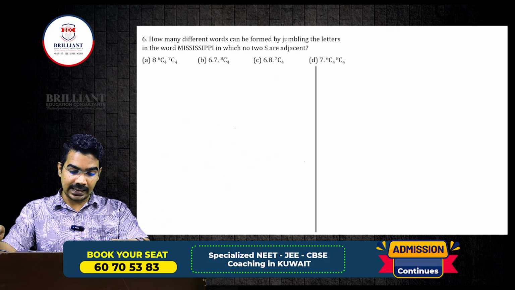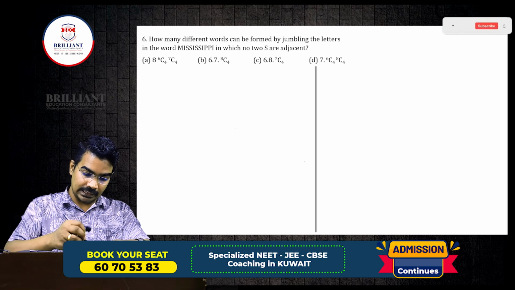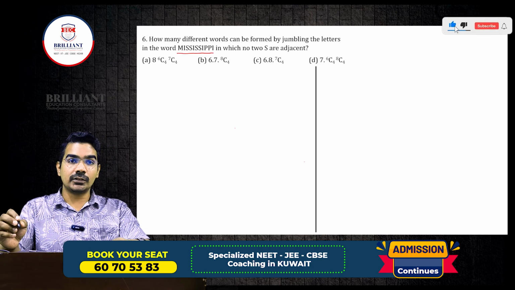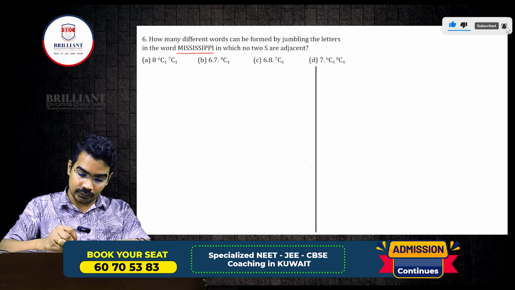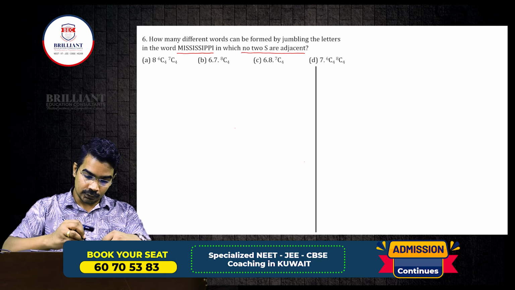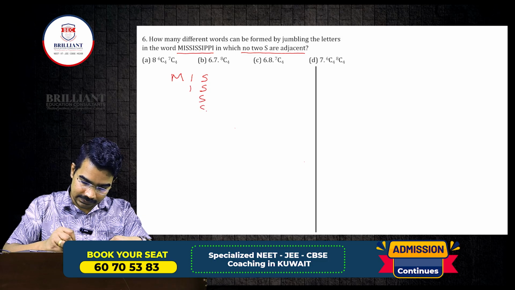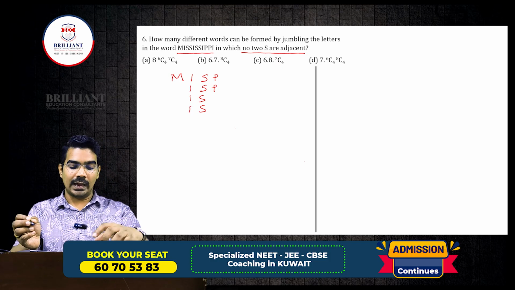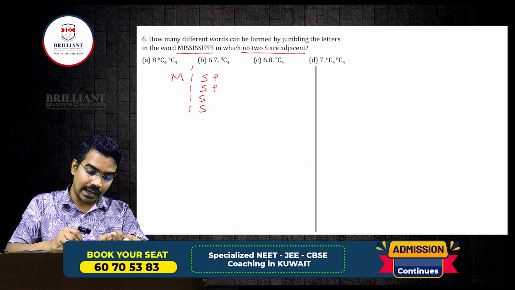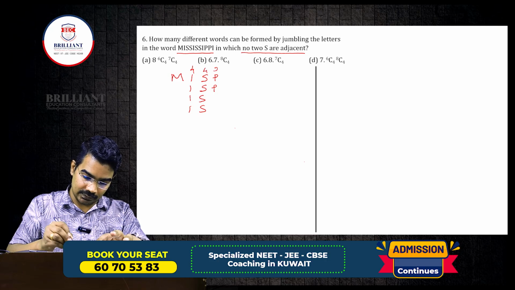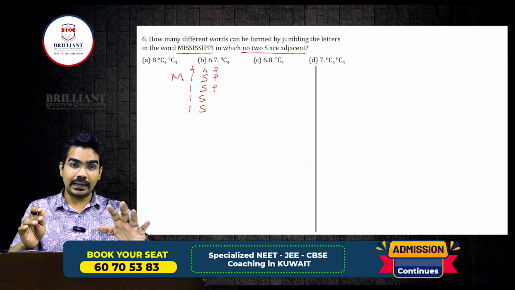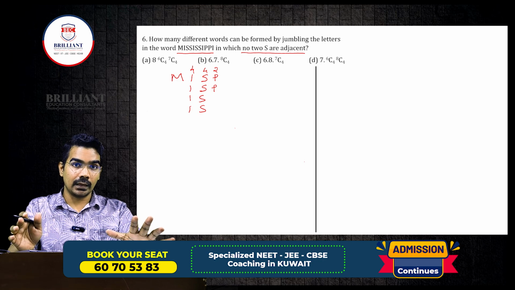How many different words can be formed by jumbling the letters in the word MISSISSIPPI, in which no two S are adjacent? The letters in MISSISSIPPI are M, I, S, S, I, S, S, I, P, P, I. So we have one M, four I's, four S's and two P's. It is said that no two S's should be adjacent.